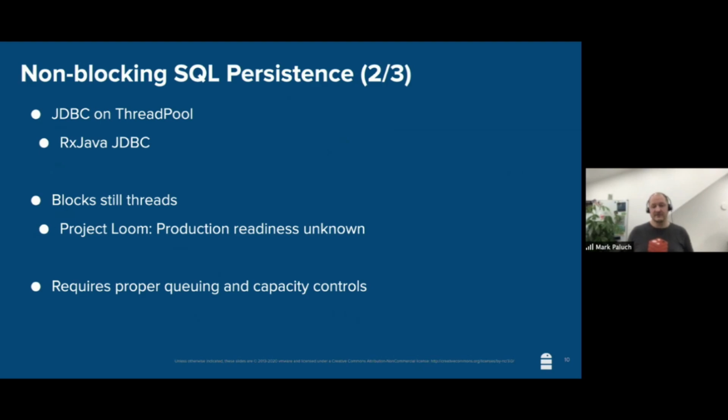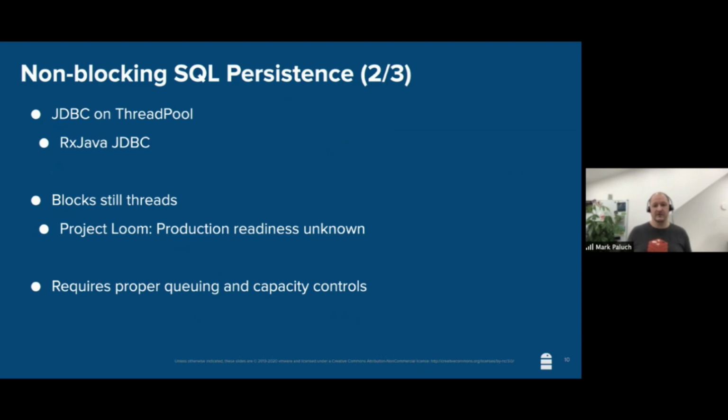Project Loom, maybe some of you have heard about that, is an effort in the JDK space to introduce virtual threads. Virtual threads can be blocked, and as soon as a virtual thread sees a blocking call, it goes into a sort of idle mode, and the underlying kernel thread is free to do other work. So effectively, with Project Loom, you get a non-blocking-like behavior.